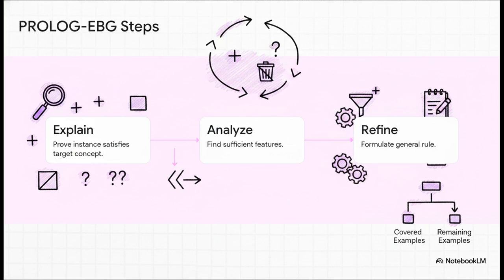The system learns a single Horn-clause rule, removes the positive training examples that are covered by that new rule, and then iterates on whatever positive examples are left over.